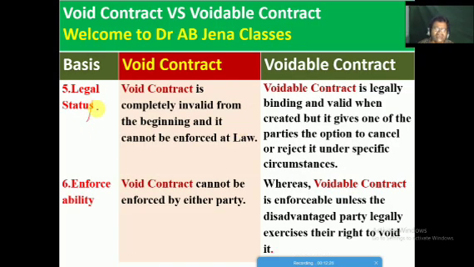Next one, legal status. A void contract is completely invalid from the beginning, as we have already discussed, and it cannot be enforced at law. Whereas a voidable contract is legally binding and valid when created, but it gives one of the parties the option to cancel or reject it under specific circumstances. Next, enforceability. We have already discussed that a void contract cannot be enforced by either party, whereas a voidable contract is enforceable unless the disadvantaged party legally exercises their right to avoid it.